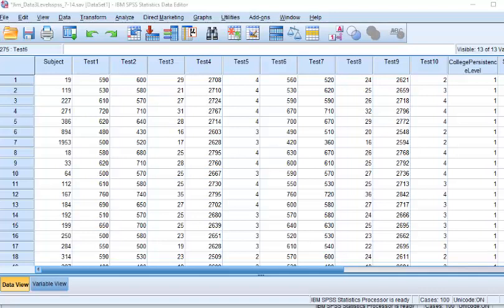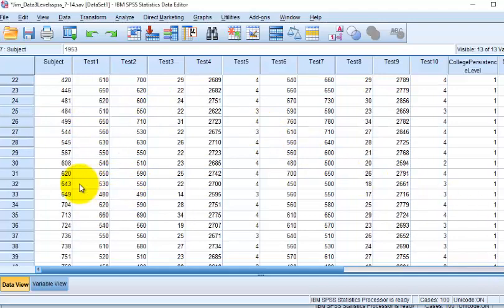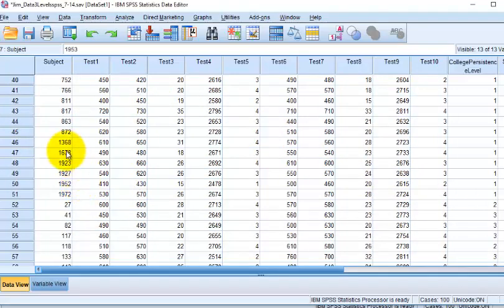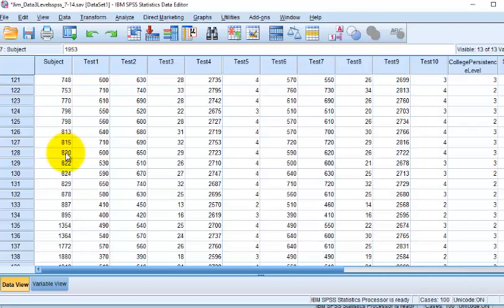Hey, Jim, I'm looking at your data set here. So, subject 1953, she's got a lot of subjects, I'm noticing. I don't think she has 2,000 of them.